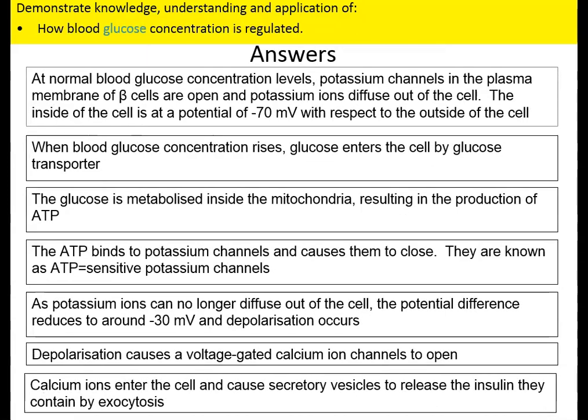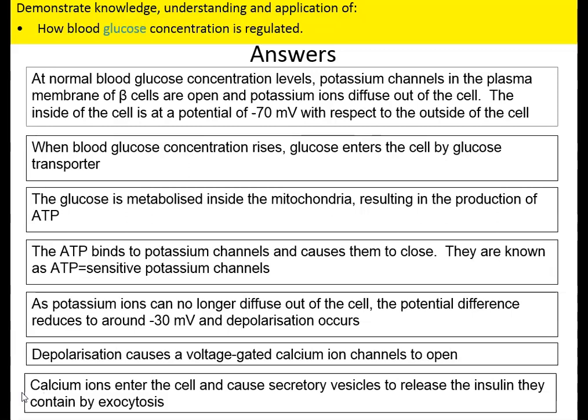So, number 1, at normal blood glucose concentration levels, those potassium channels in the plasma membrane of the beta cells are open, and those potassium ions are diffusing out of the cell, and we have that potential difference of minus 70 millivolts between the inside and the outside. When the glucose concentration increases, that glucose starts to enter the cell by glucose transporters. The glucose is then metabolized by mitochondria, releasing ATP.